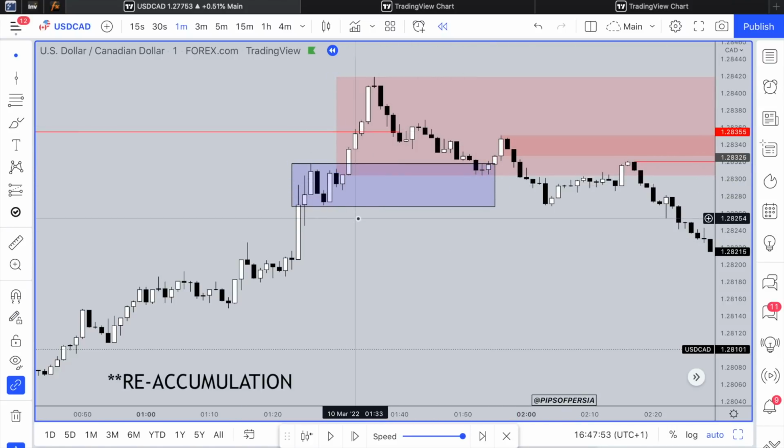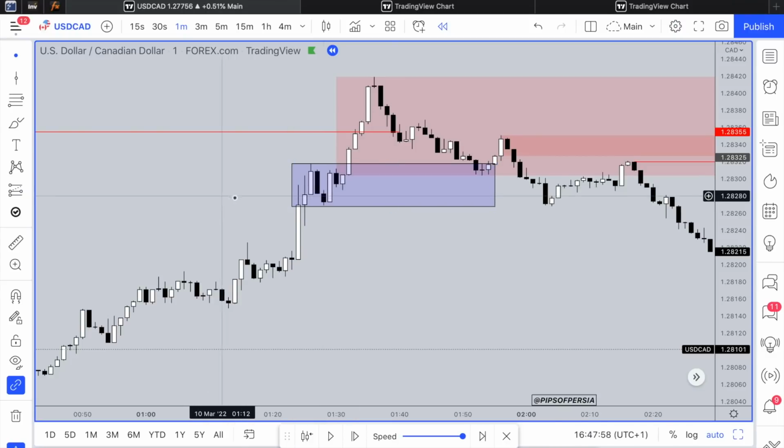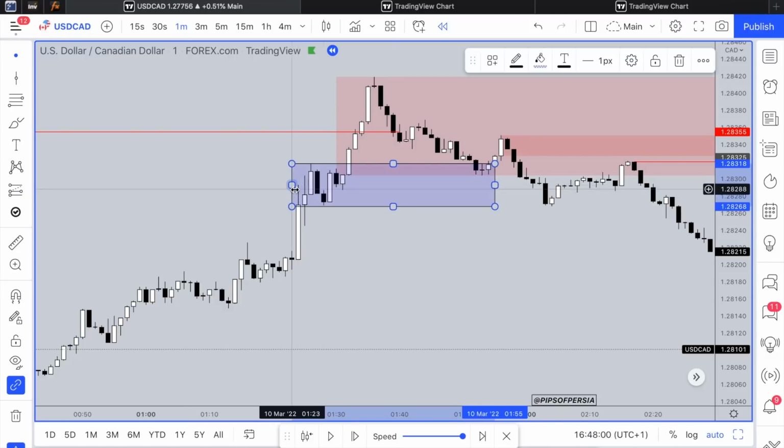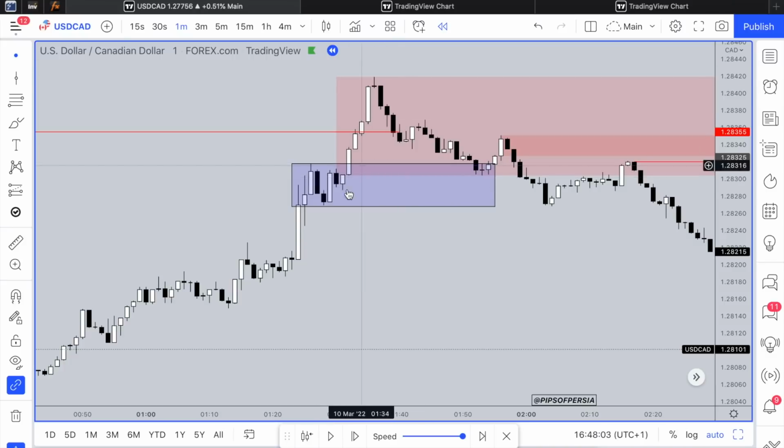On higher time frames, you see a rally-based rally. On lower time frames, you see a re-accumulation. Sorry, if I said a redistribution, I meant a re-accumulation. Obviously, it's not a redistribution if it's going up. So this is obviously a re-accumulation sponsoring the price higher.